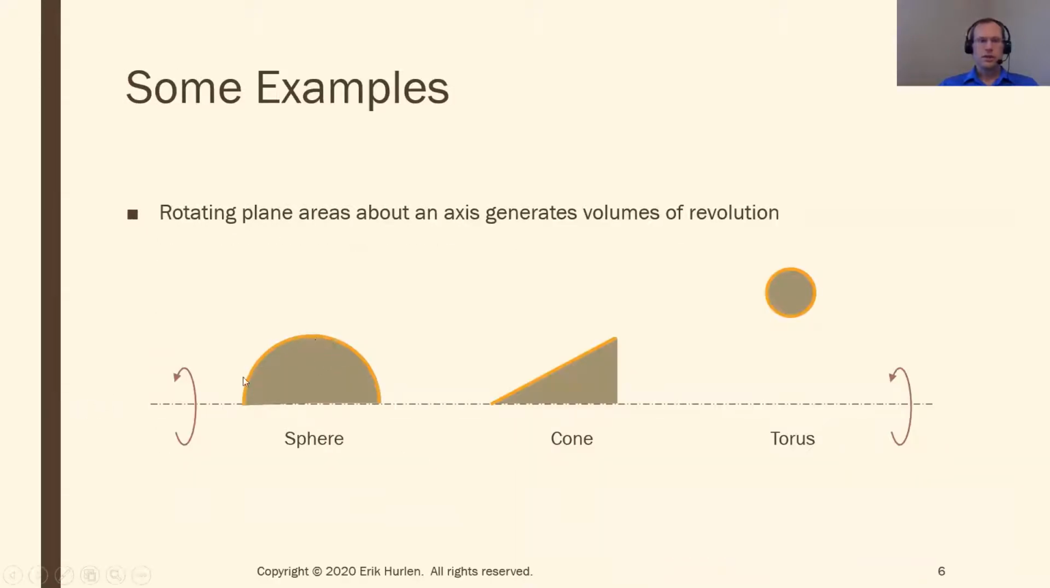In this case, again, with my sphere, I'm looking at the area inside the sphere, and rotating that around gives me a solid sphere where I can find the volume. Same thing for the cone, same thing for my donut-shaped torus. Again, in this case, I'm finding the volumes. That's why I have those shaded in.